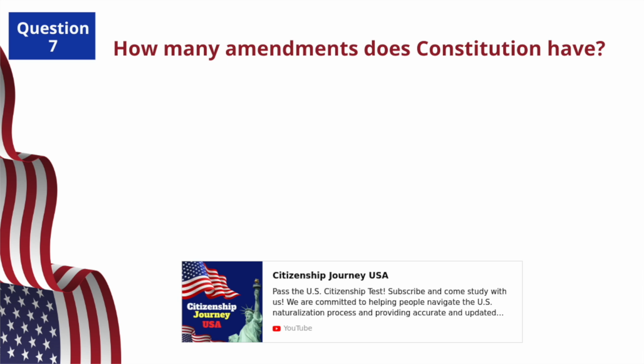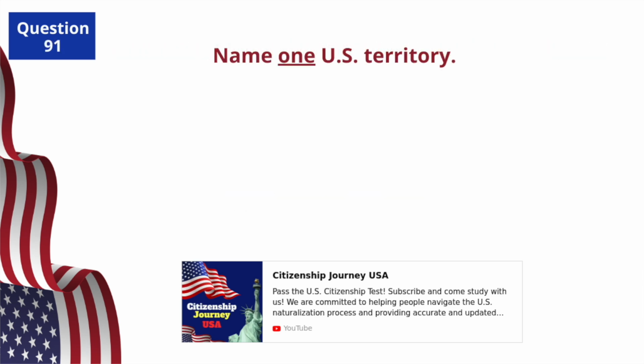How many amendments does the Constitution have? 27. Name one U.S. territory. Guam.